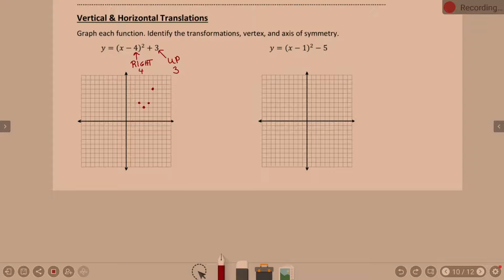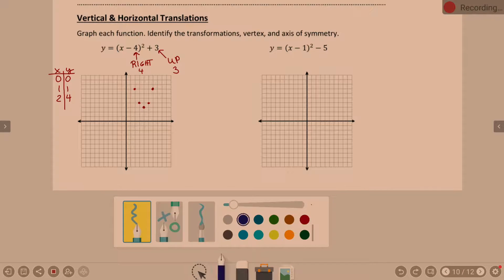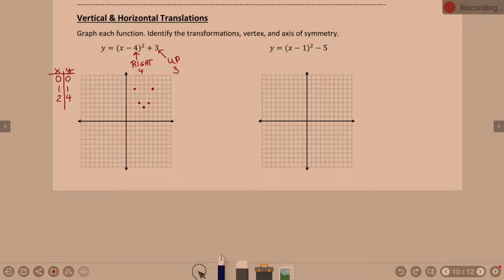Over 2, up 4. And so this is where you'll see me keep coming back to that whole idea of 0, 0, 1, 1, 2, 4. That's in relation to the vertex, right? And we can connect our points.